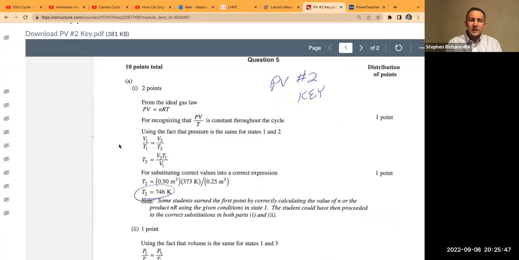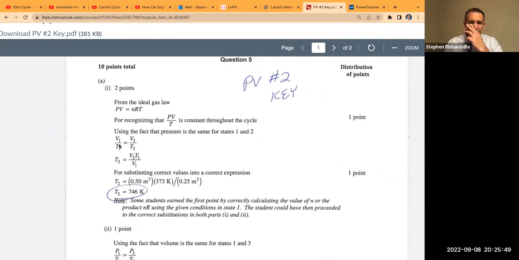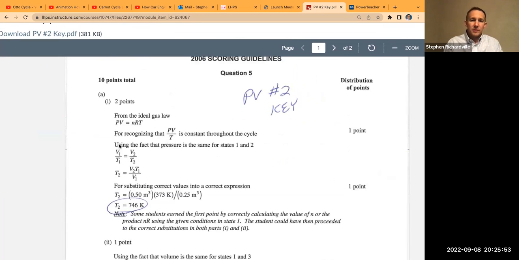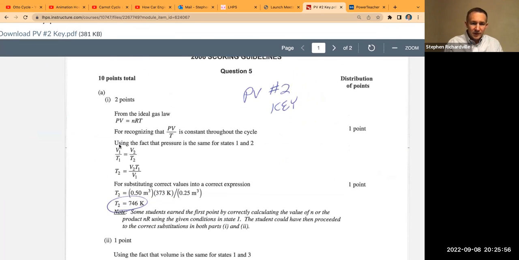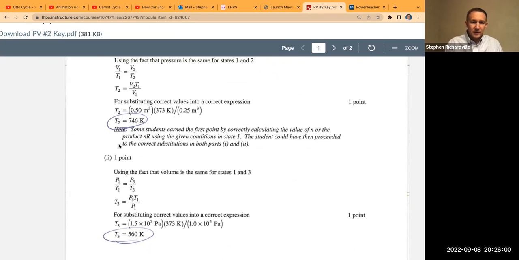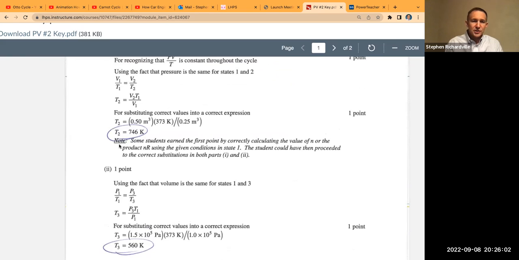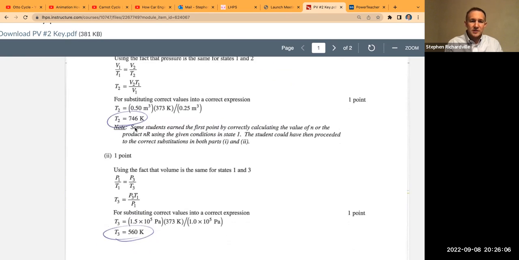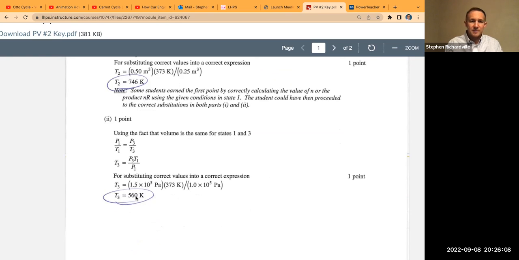So once again, in 2, you're working through temperatures, but this time you've got, let's see, I may have to go back to this question. Let's just check the answers and I can go back to the question and talk about it. T2 is 746, T3 is 560.